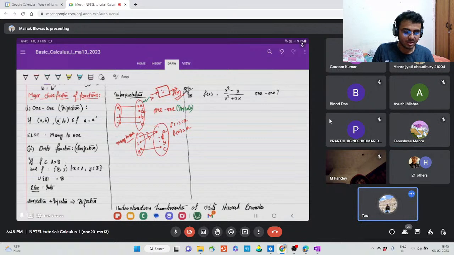Now this is one classification, one-one and many-one. So how many elements in the domain are mapping to how many elements in the codomain? This is one classification. On the other hand, you have another classification. Do you have any restriction on the number of elements in the codomain set? You have only one restriction, right? That all the elements in the domain set must be mapped to some element in the codomain set, right?